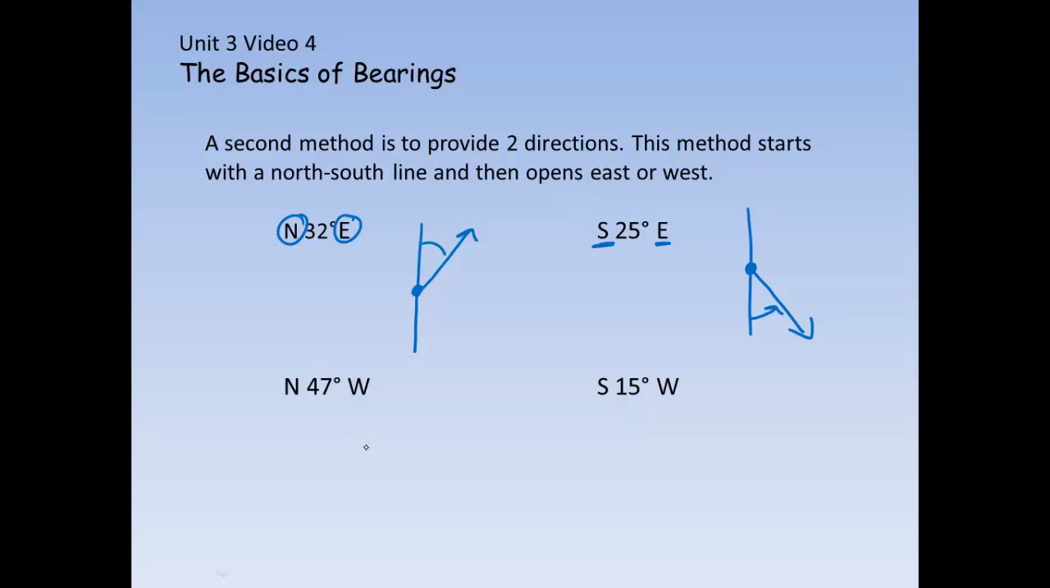Next one is going to be north 47 west. So we're going to start with our north-south line, put our point there, and we say, well, we want to go from the north, but we're headed towards the west. So this would be our north 47 degree west bearing. South 15 west. Start again with a north-south line, and we're headed from the south, but we're headed west this time. So this would be our south 15 degrees west.